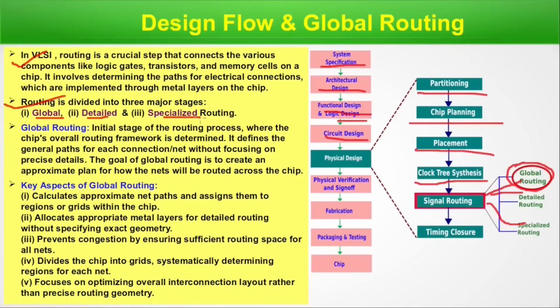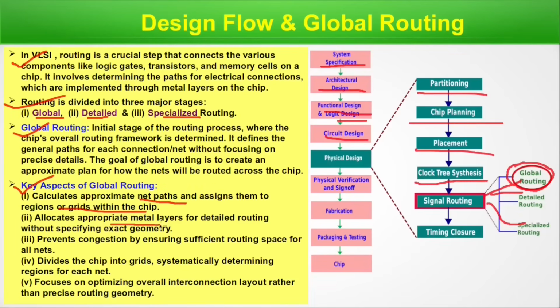The goal of global routing is to create an approximate plan for how the nets will be routed across the chip. That is global routing. It's the initial step. And what are the key aspects of global routing? It calculates the approximate net paths and assigns them to regions or grids within the chip.